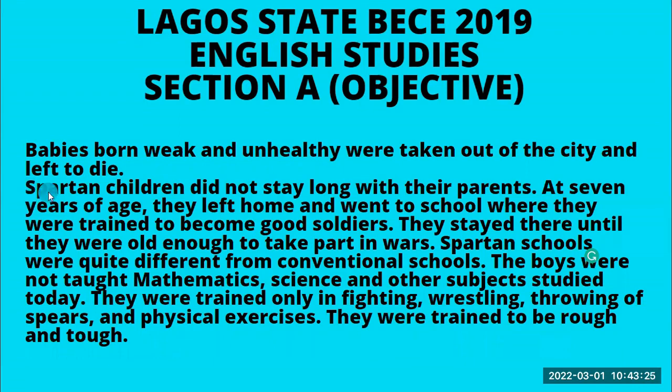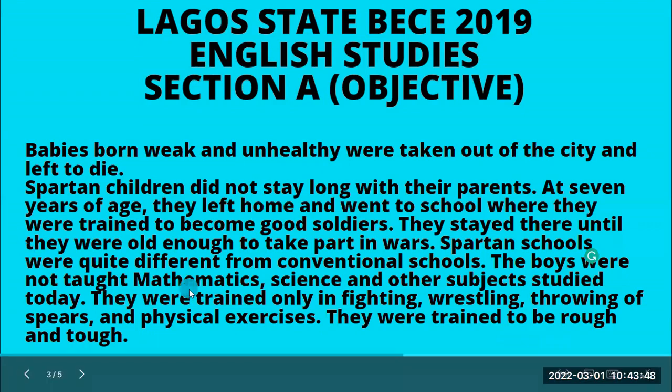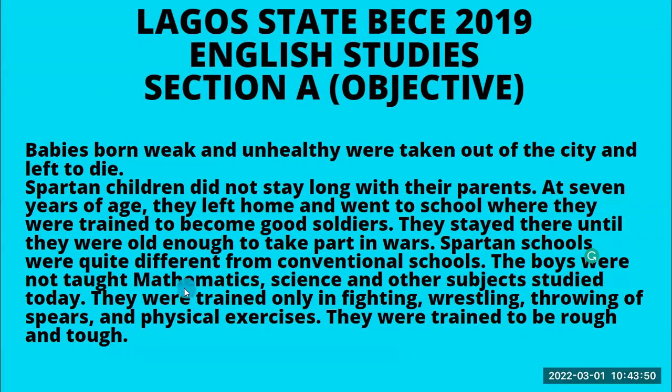Spartan children did not stay long with their parents. At 7 years of age, they left home and went to school where they were trained to become good soldiers. They stayed there until they were old enough to take part in wars. All right? Spartan schools were quite different from conventional schools. The boys were not taught mathematics, science, and other subjects studied today.